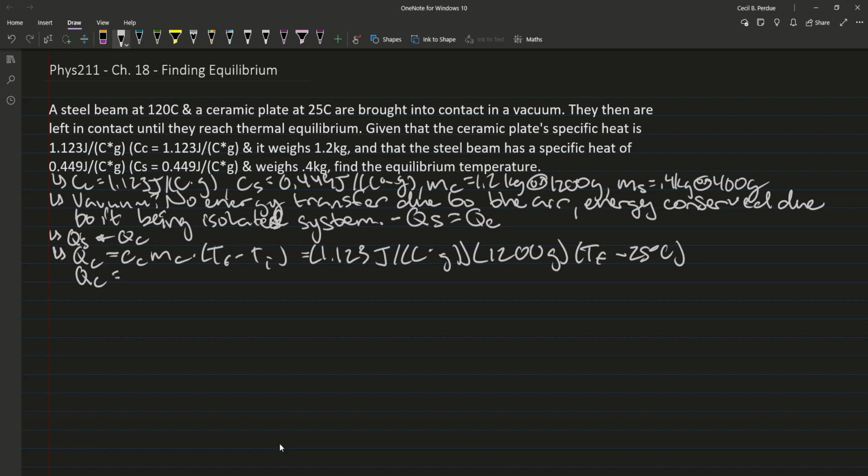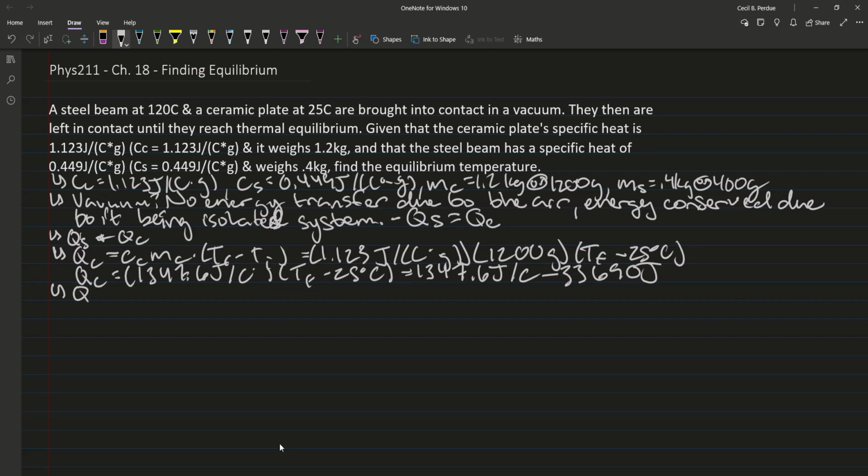So Qc is going to be equal to, if we simplify, 1,347.6 joules over Celsius times Tf minus 25 degrees Celsius, or it'll be equal to 1,347.6 joules over Kelvin times Tf minus 33,690 joules.